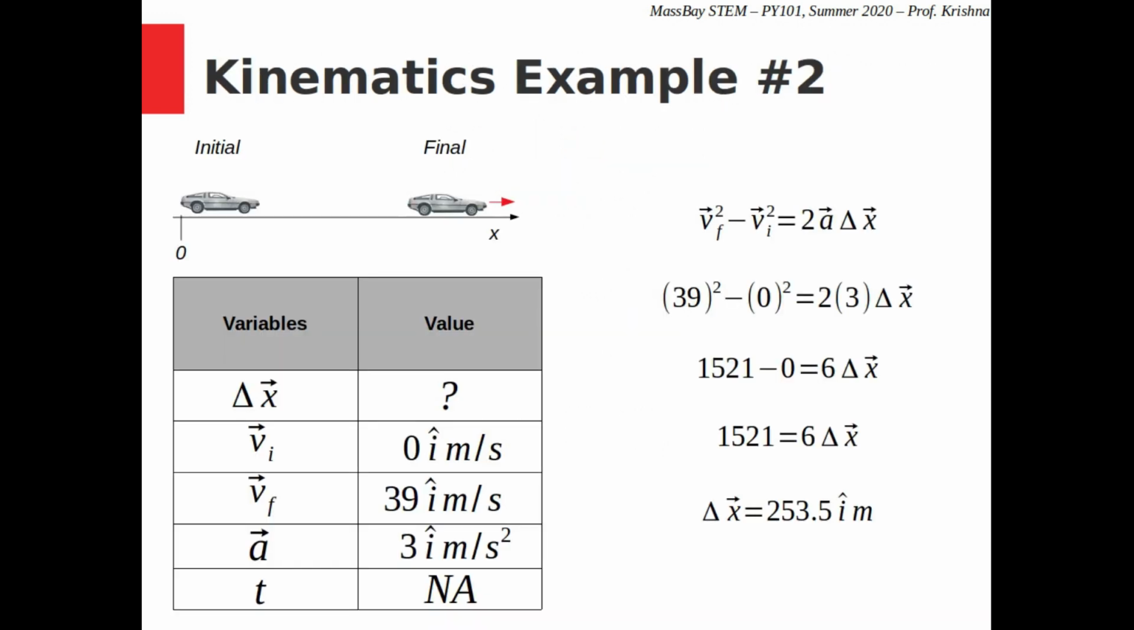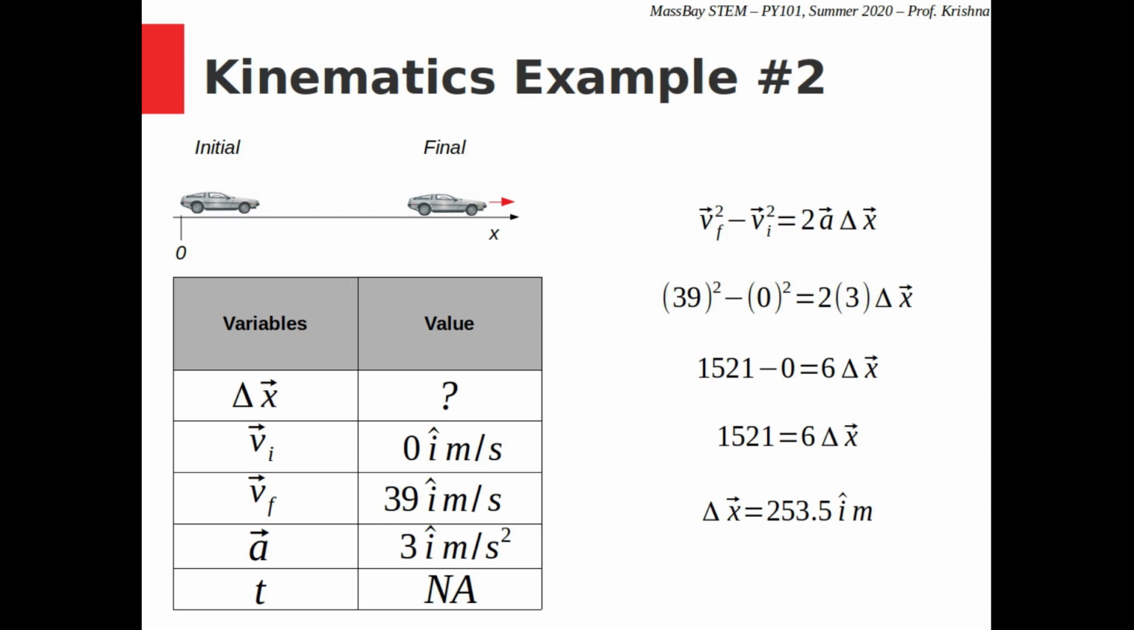Step 7. Substitute for the knowns and solve for the unknowns. The acceleration is still 3 meters per second squared, initial velocity is still 0, and final velocity is still 39 meters per second. 39 squared is 1,521. 0 squared is, of course, 0. And all that equals 2 times 3 times displacement.